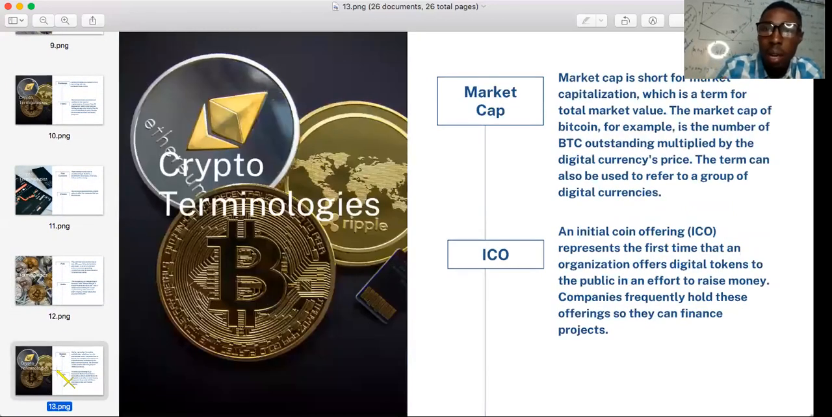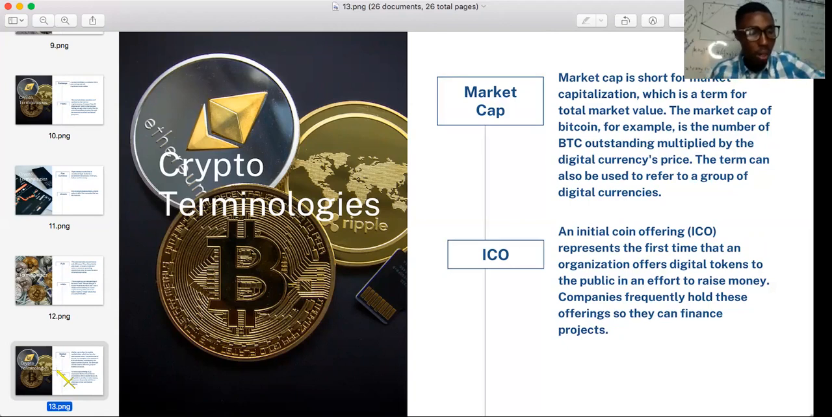Now there is market cap. Market cap is a short form for market capitalization, which is a term for total market value. So when someone says the market cap of BTC is $12 billion, it means that the total Bitcoin in terms of dollars is equivalent to $12 billion. So market cap means the total value of a particular cryptocurrency.